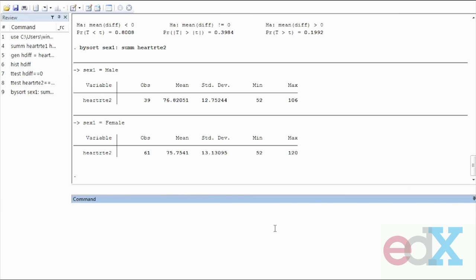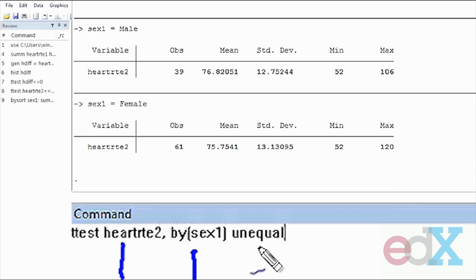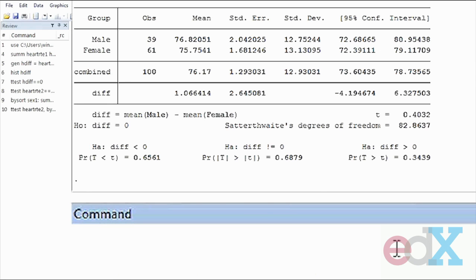So type in the following command in Stata. The command is ttest heartrate2, which is our variable that we're interested in testing, by sex1, that's our grouping variable, and we're going to assume unequal variances for this example. Stata by default will assume equal variances, so you have to tell it unequal, and it will use the unequal formula. Now hit enter, and Stata gives us the relevant output.